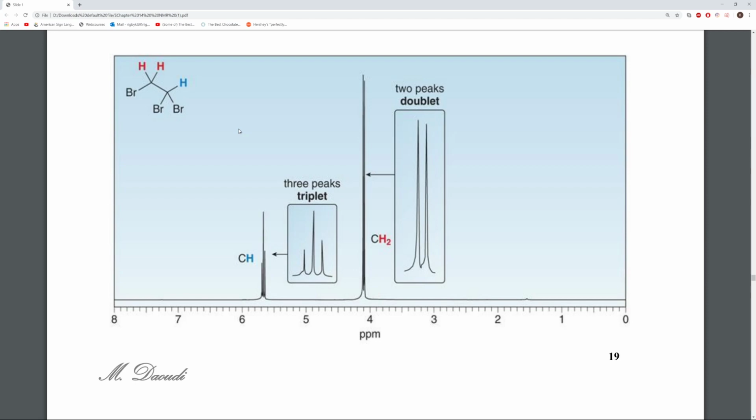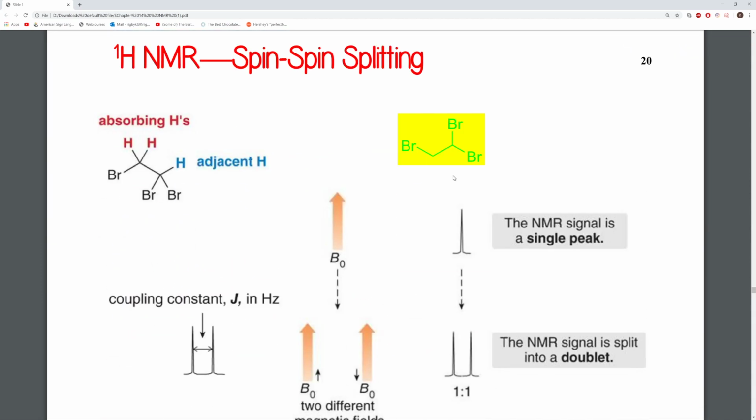So to summarize, the spin splitting signal is going to be the number of neighboring hydrogens plus 1. So the CH has 2 neighboring hydrogens. 2 plus 1 is 3, so it has a triplet. CH2 has 1 neighboring hydrogen. 1 plus 1 is 2, so it has a doublet. Okay?